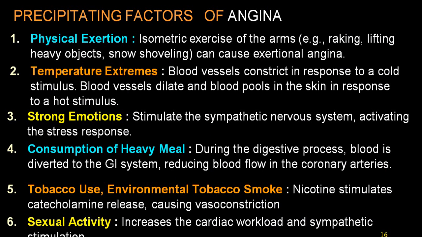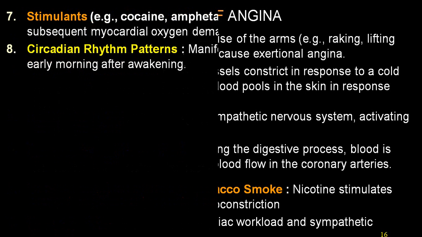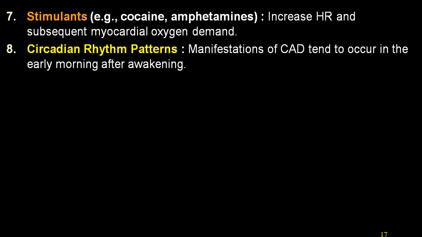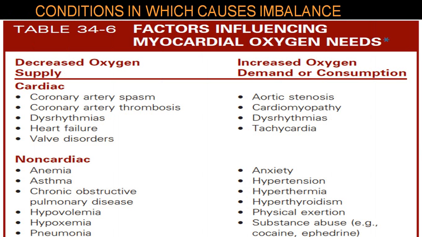Angina can be precipitated by physical exercise, exposure to cold temperature, strong emotion, consumption of a heavy meal, tobacco consumption or even environmental tobacco smoke, sexual activity, stimulants like cocaine or amphetamine, and usually it is more common early in the morning, a circadian rhythm pattern.